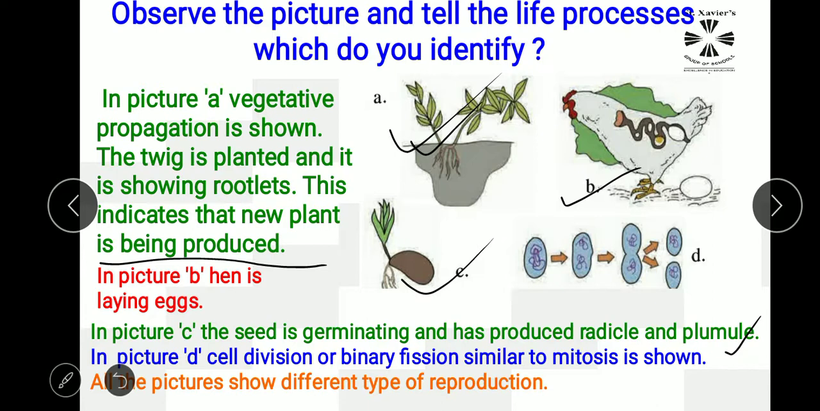In picture D, students, cell division or binary fission, similar to mitosis, is shown over here. All the pictures show different types of reproduction. That means you must have understood that we are going to start with the topic of reproduction, students.